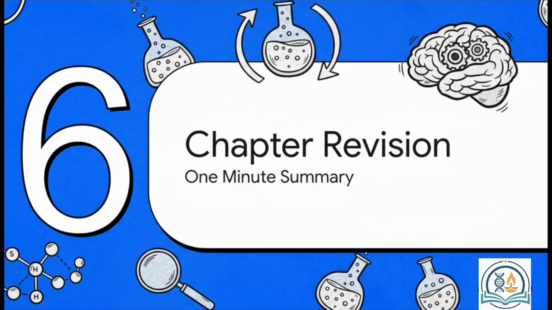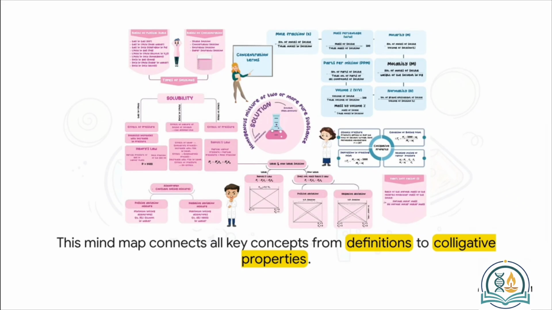Wow, we have covered a lot of ground today. So before we wrap up, let's do a super quick revision to make sure all these key ideas are locked in. This mind map is a fantastic tool for revision because it shows you how everything is connected. We start in the middle with solutions, and from there we branch out to the basics, the different ways to measure concentration, the laws of solubility, and finally, the big one, the colligative properties that depend on all that other stuff. Use this to help you study.